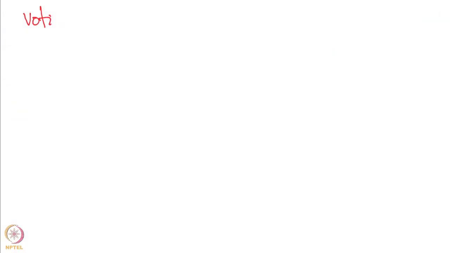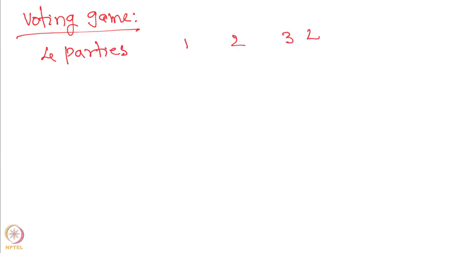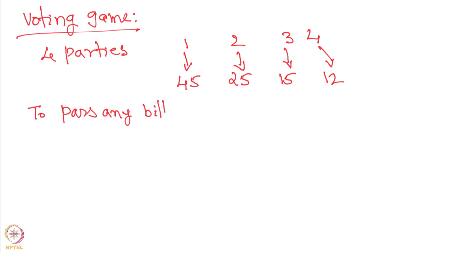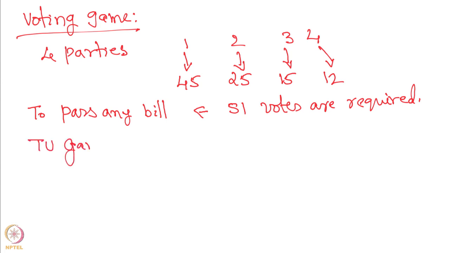Now, let us look at another example, which is a voting game. There are 4 parties, 1, 2, 3, 4. Party 1, let us say, has 45 members in the parliament, party 2 has 25, party 3 has 15 members, and party 4 has 12 members. Let us say to pass any bill, 51 votes are required. So, this situation we can model as a TU game with 4 players.